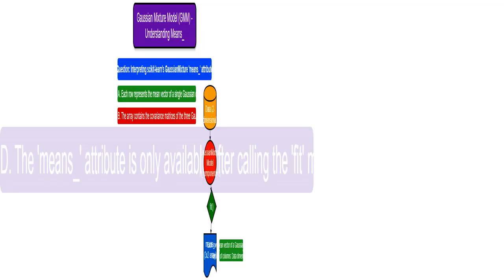Absolutely correct. The `means_` attribute is computed only after you train the GaussianMixture model on your data using the `fit` method. Before fitting, the `means_` attribute would be undefined. It's the result of the model learning from the data.